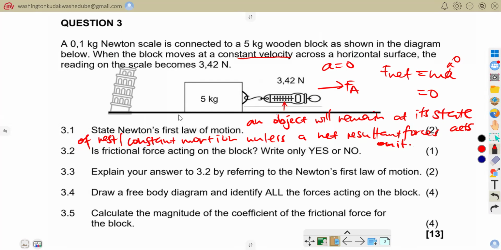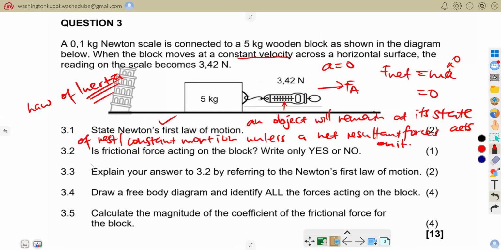In Newton's first law, which is also known as the law of inertia, we are saying that objects have a tendency of resisting any change to their state of motion. So that is why Newton said that an object will remain at its state of rest or constant motion unless a net resultant force acts on it.